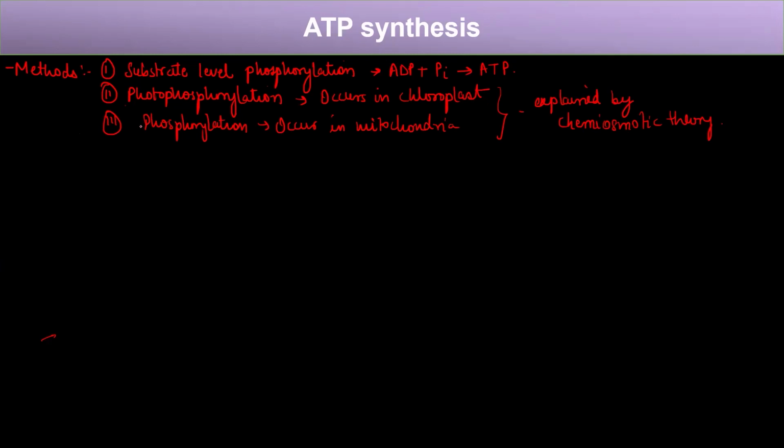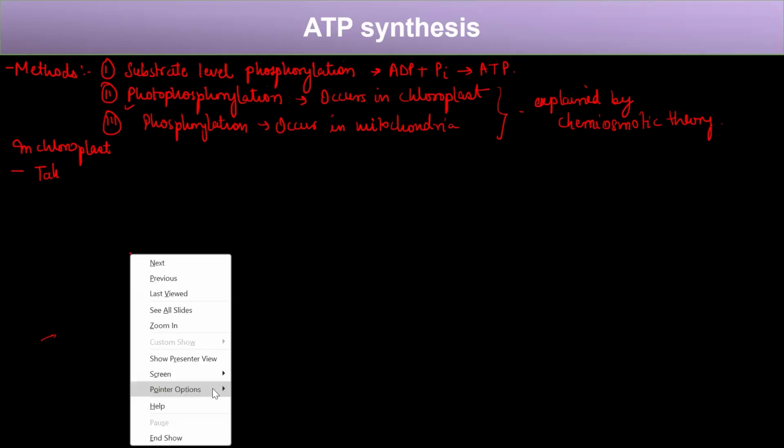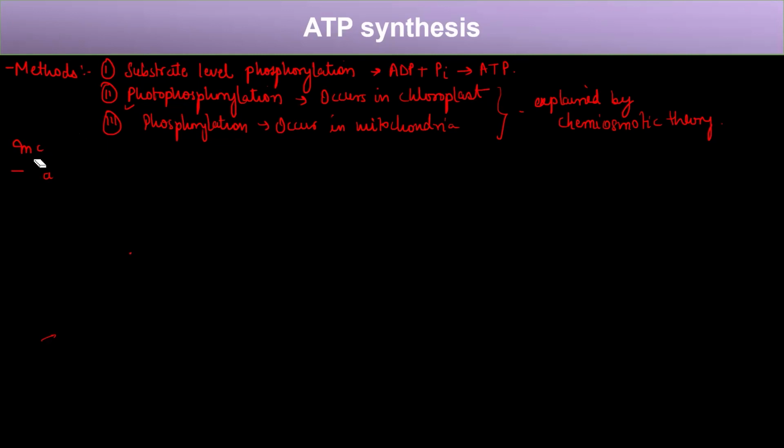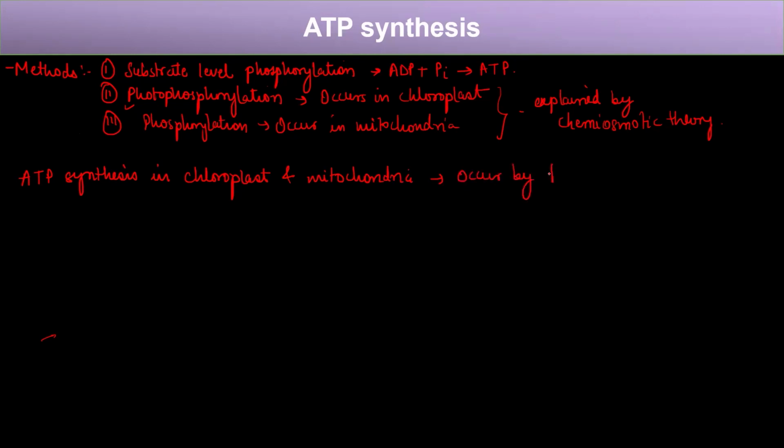Now, let's talk about how photophosphorylation or ATP synthesis in the chloroplast takes place. In simple terms, how does it take place? I'm talking about the chloroplast, and even the mitochondria also. So let's write it like this: ATP synthesis in chloroplast and mitochondria, both. How does it take place? It occurs by F0 F1 particles. Okay, so these F0 F1 particles are present in both chloroplast and mitochondria, and by these the ATP synthesis occurs. Okay, now let's talk about what this F0 F1 particle is.